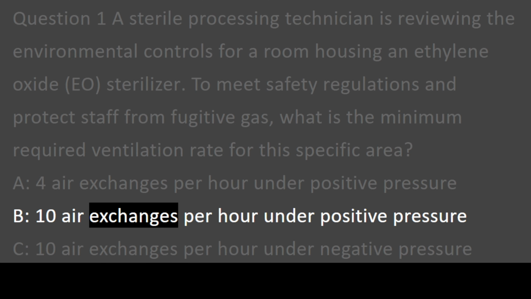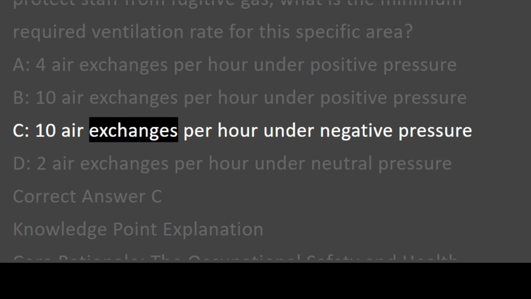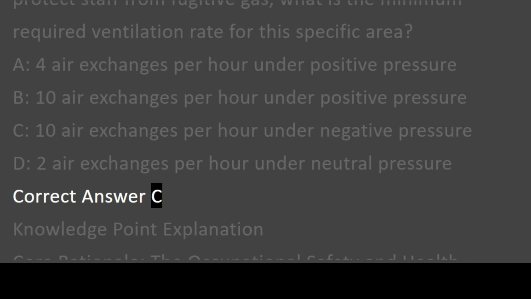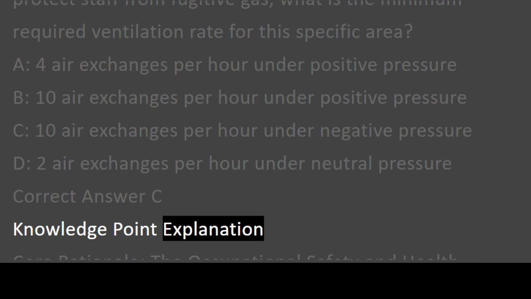B. 10 air exchanges per hour under positive pressure. C. 10 air exchanges per hour under negative pressure. D. 2 air exchanges per hour under neutral pressure. Correct answer C. Knowledge point explanation.